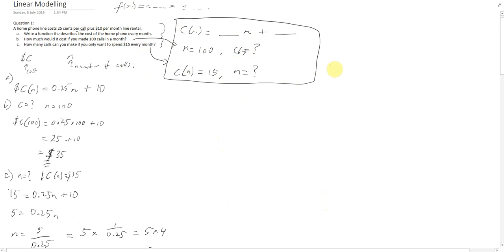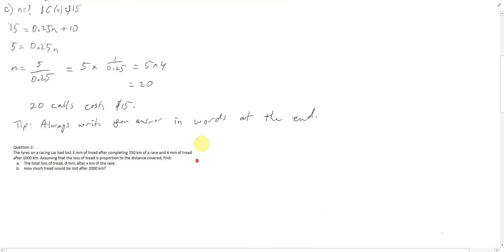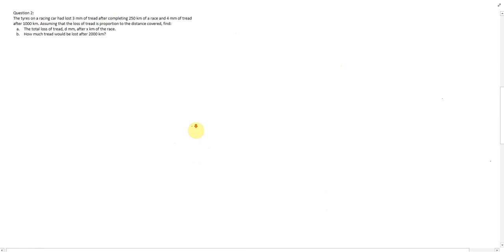So if you can go from the words to these three statements, that is by far the hardest part. So you should always do that. Before you start part A, you should try and write out what you're trying to do. Before you start part B, you should write out what you're trying to do. For part C, you should write out what you're trying to do. So there's a few tips. All right, let's use those tips to check out question 2.